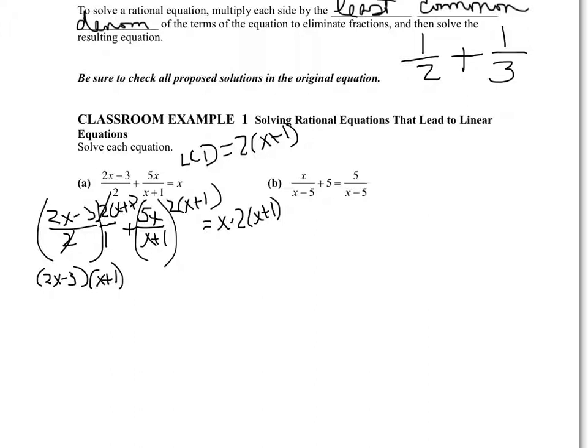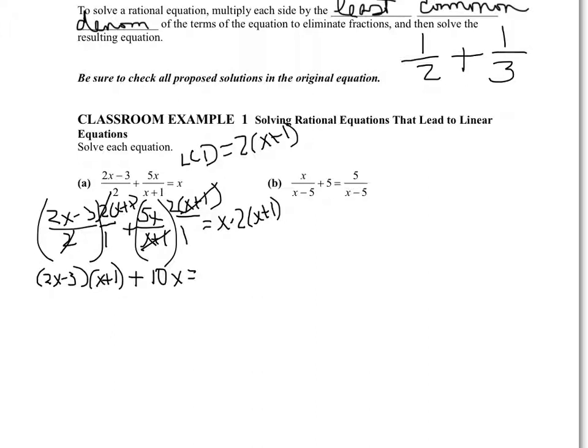The second term, when I look at the factors that could be reduced, I have an x plus 1 in the denominator and an x plus 1 in the numerator. This one is much easier to simplify. When I multiply straight across, I will have plus 10x, because 5x times 2 is 10x.